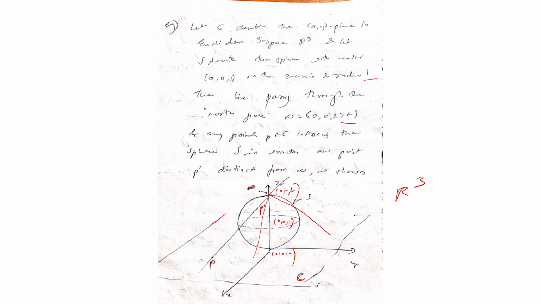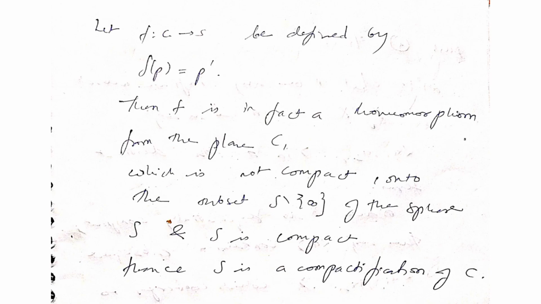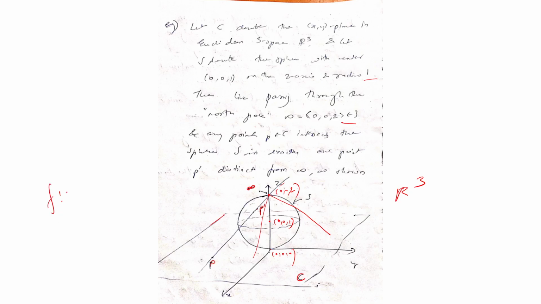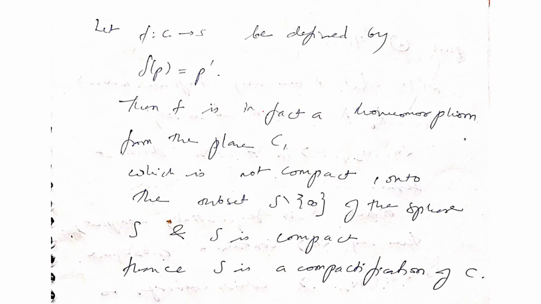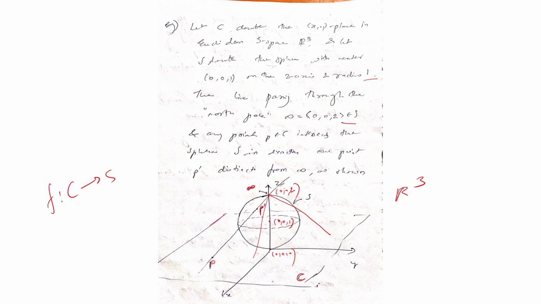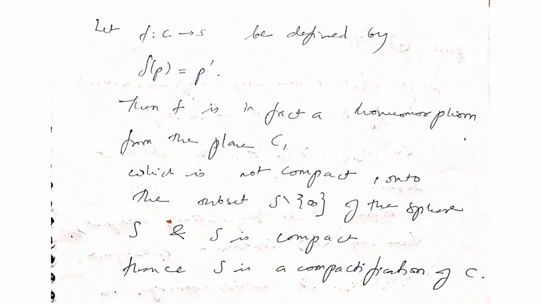So it will intersect the sphere at exactly one point P dash, distinct from infinity, distinct from this point. So we are defining a function f from C to S, from this plane C to the sphere S. What we are saying here is that every point P is mapped to some point P dash on the sphere, right? So f of P will be P dash.